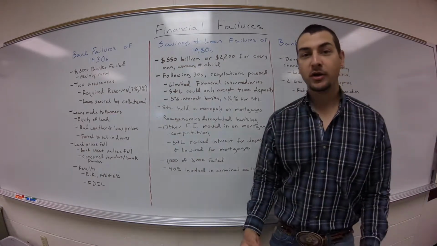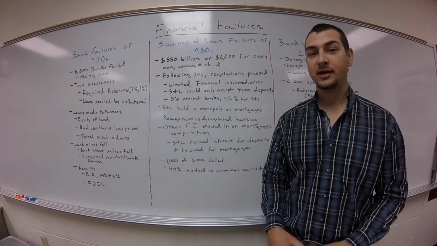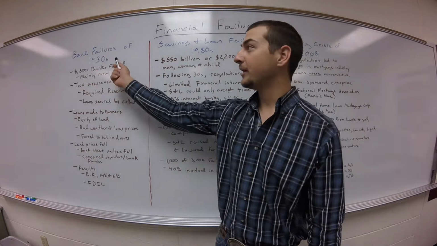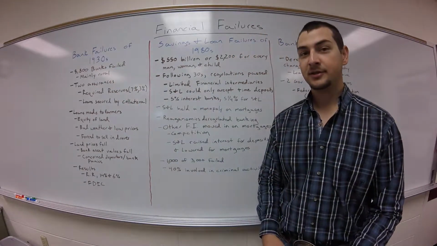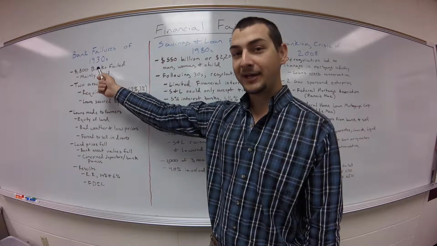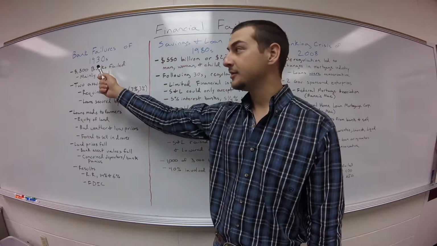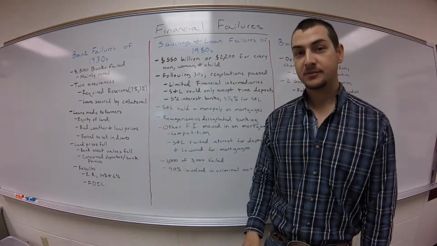So in this video, we're going to talk about the 3 major financial failures that we have seen here in the United States, starting off with the bank failures of the 1930s. At this time, in the 1930s, 8,800 banks failed. That's 8,800 banks, mainly rural banks.